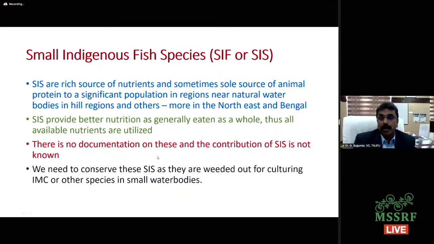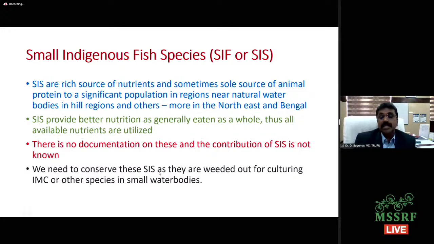There is no documentation on these, and the contribution of SIS is not at all known clearly. Only one or two studies have been published recently about the quantum, and that too is an arbitrary estimate. We are deprived of proper documentation. When there is false data, our strategies and policy planning are not going to help, because unless we have reliable, accurate data, we will not be able to do that. So there needs to be further documentation. But this is doing great help for smaller communities around the water bodies.